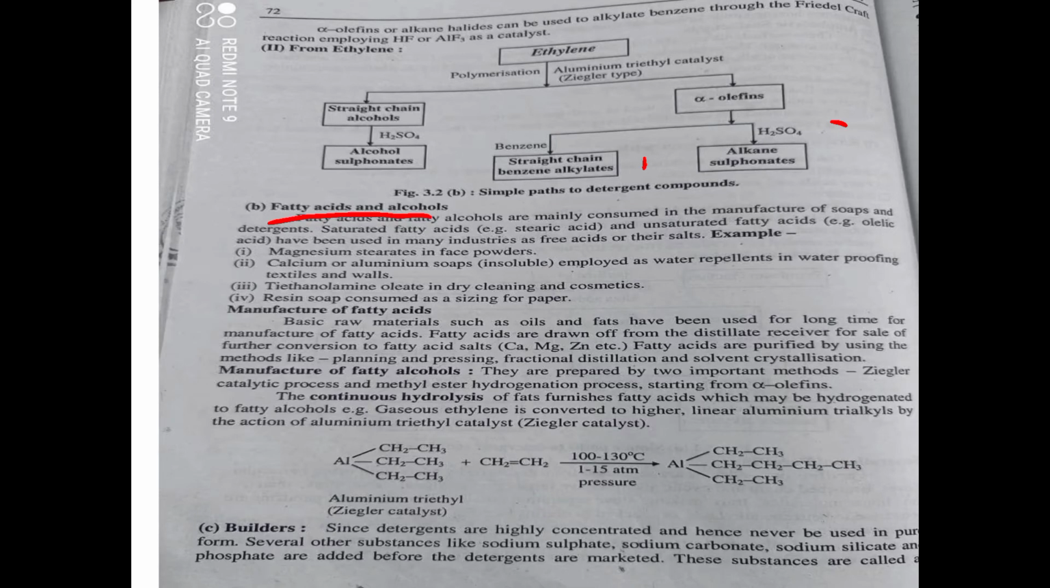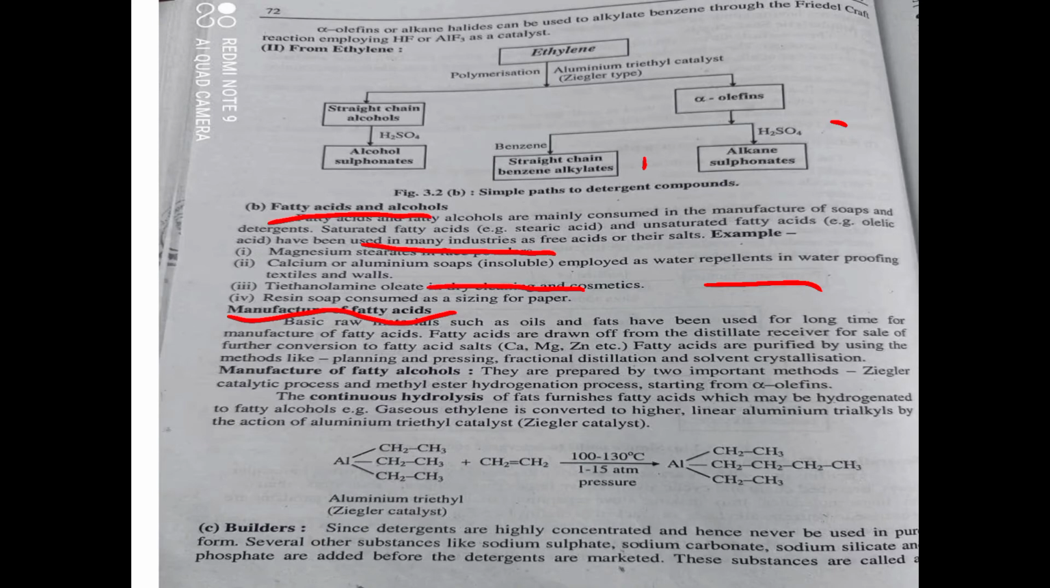Free acid or their salts, for example magnesium citrate in face powder. See here, calcium and aluminum soap, insoluble in water, are used as water repellents in waterproofing textile and walls. Then third one is diethanolamine oleate in dry cleaning and cosmetics. Resin soap is consumed as a sizing for paper. Then manufacture of fatty acid. How is fatty acid manufactured?